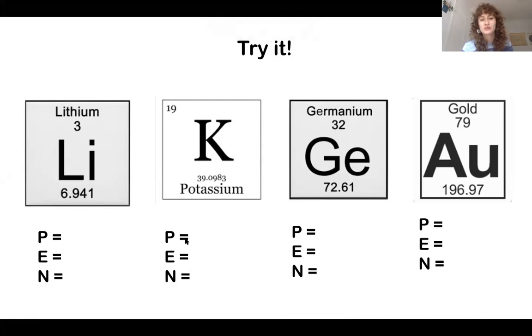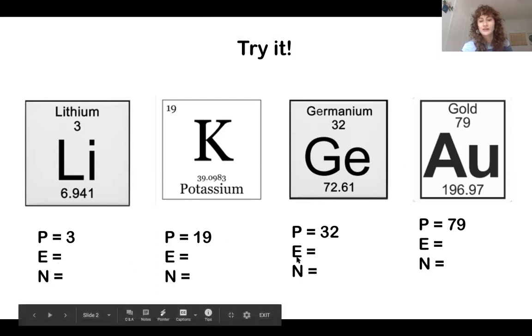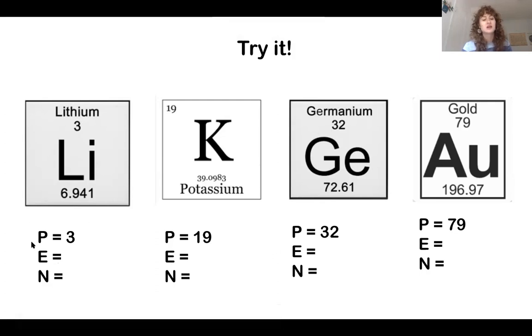The number of protons potassium has is 19. Germanium has 32 protons, and gold has 79 protons. So that first step should be no problem. The second step is to find the number of electrons that an atom has. To find the number of electrons, it couldn't be any easier. Atoms have the same number of electrons and protons. So you just repeat those numbers for the number of electrons.